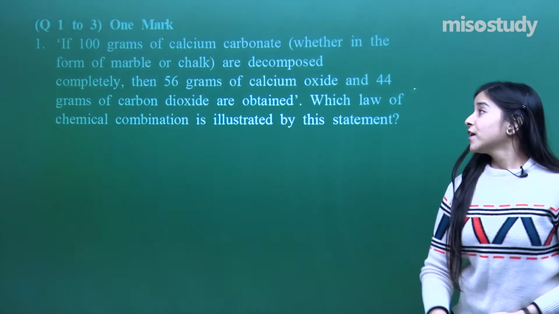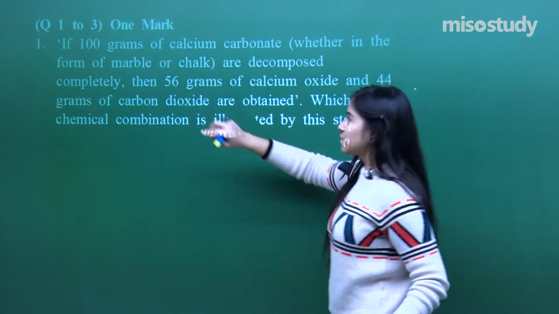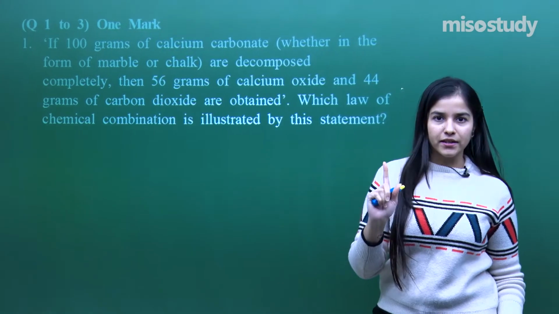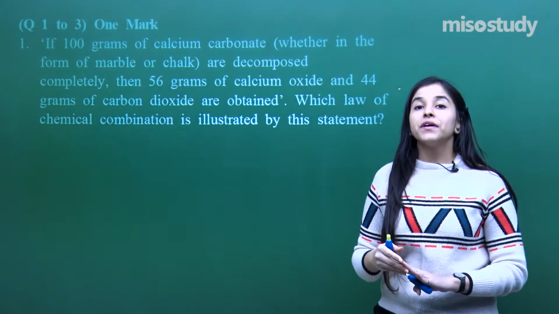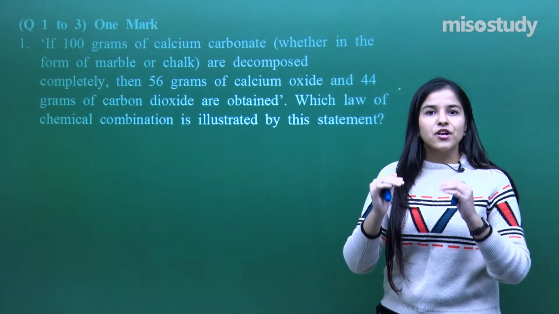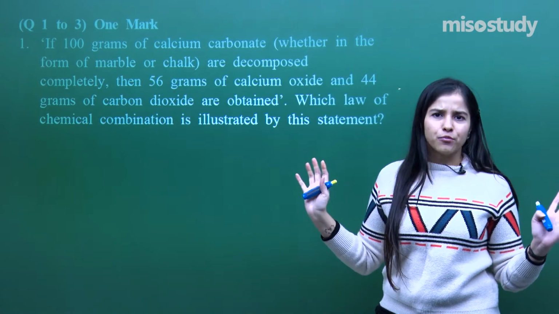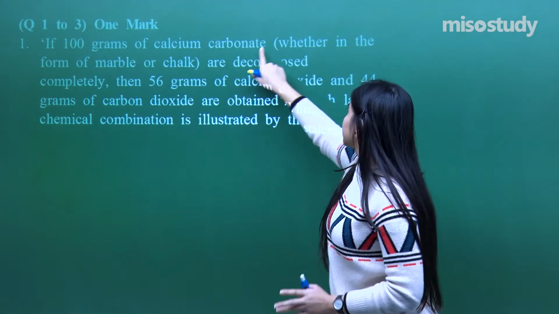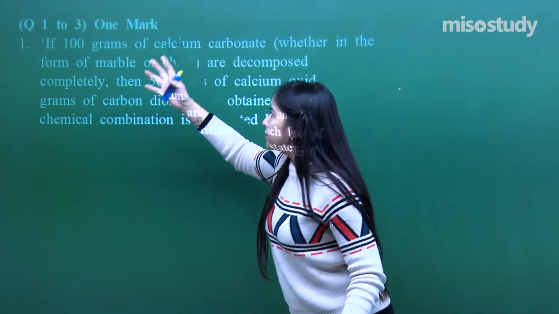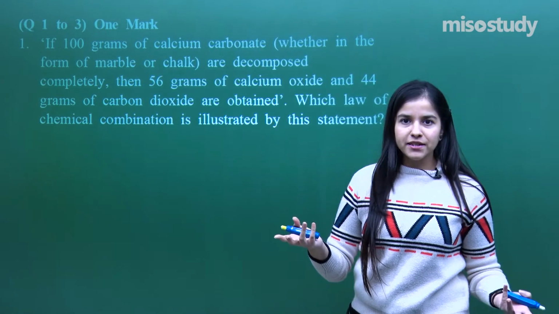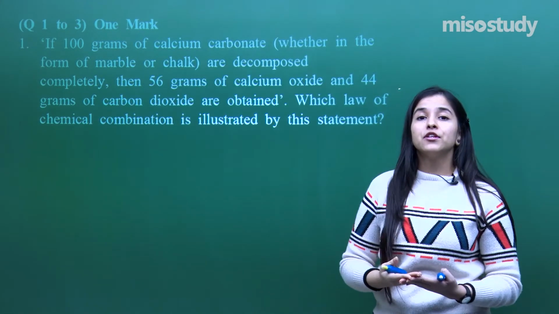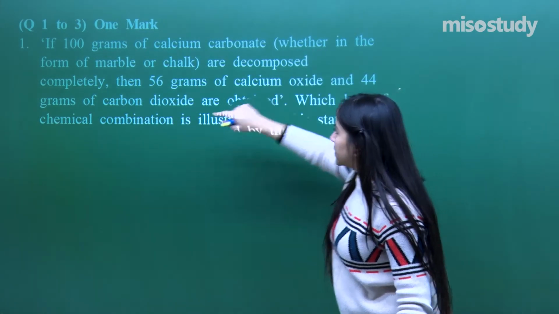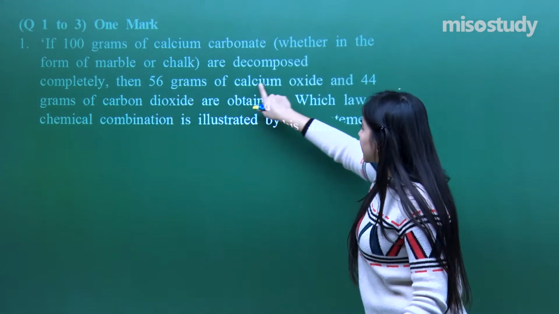What do we have? First read the instructions over here. Questions number 1, 2, 3 will be 1 mark, so answer accordingly. No extra marks will be given for extra points or irrelevant points. If 100 grams of calcium carbonate, whether in the form of marble or chalk, you know how calcium carbonate exists, is decomposed completely, then 56 grams of calcium oxide.